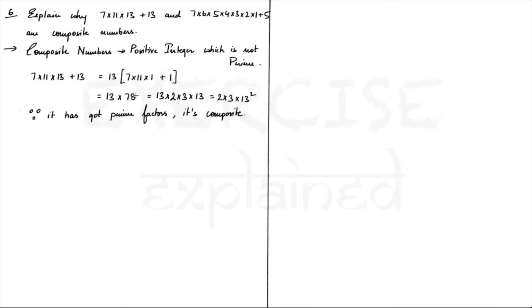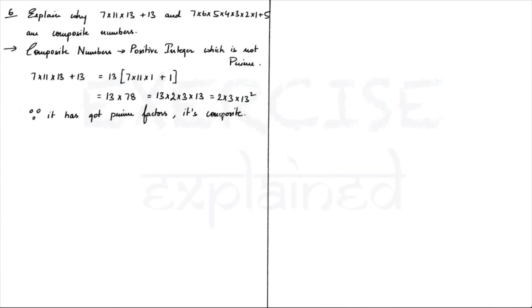Now I write down the prime factors of 78, which happen to be 2 into 3 into 13. And 13, since it is a prime number, does not have any other prime factors, so we write it as 13 only. So this can be written as 2 into 3 into 13 squared. So you can see it has prime factors, so it is a composite number.